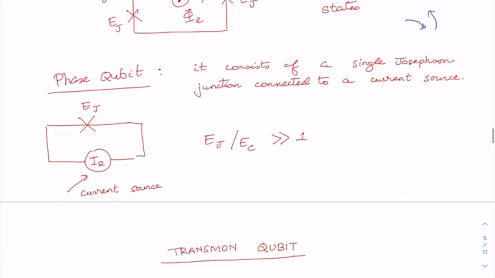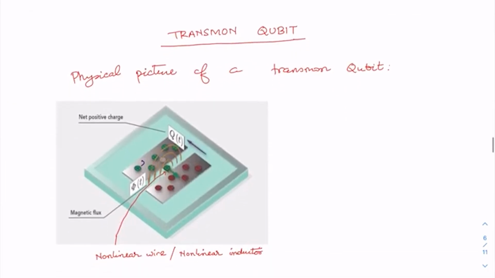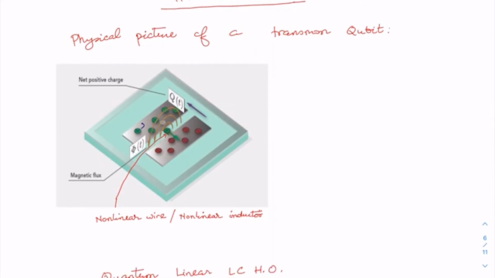And then we briefly talked about the phase qubit, where a single Josephson junction is connected to a current source, and in this case the Josephson part of the energy is much greater than the charging part of the energy. Then finally we discussed in somewhat more detail the Transmon qubit. Physically speaking, a physical picture was given.